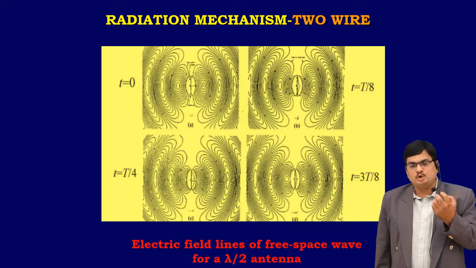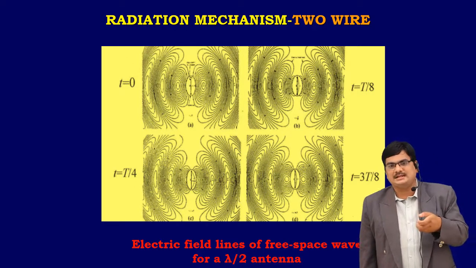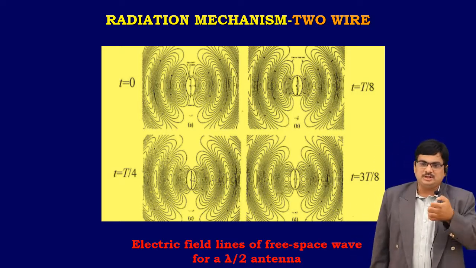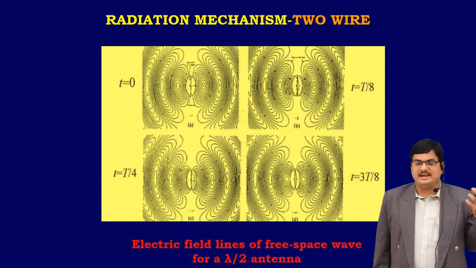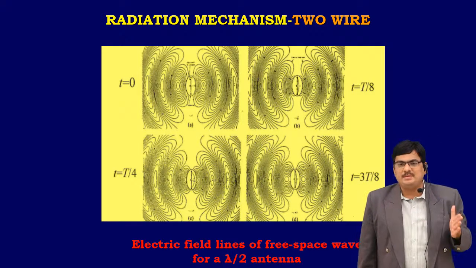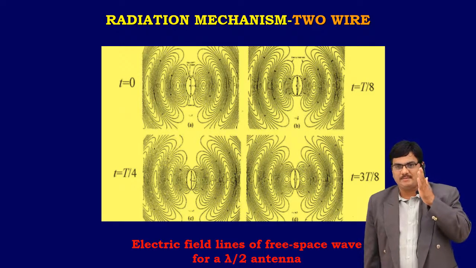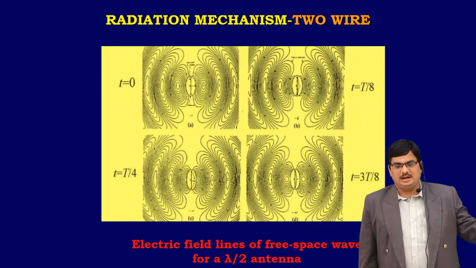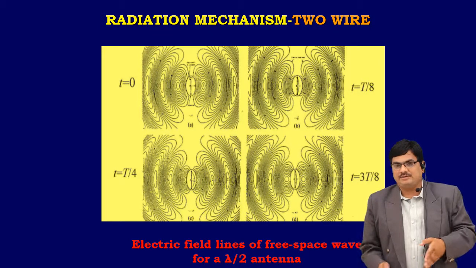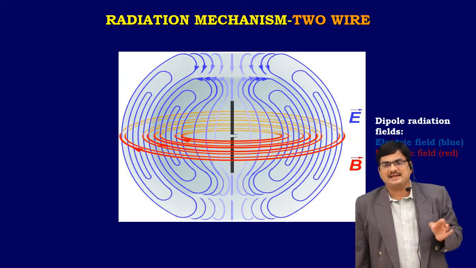So once t is equal to T by 4, again those fields are very close to the antenna, they will have a strong electromagnetic field, and the far away fields are separated from the antenna, and from t is equal to 3T by 8. So as time is increasing, the radiation from your antenna, the electric and magnetic fields, are separated from the antenna. So this is how the radiation mechanism of a two-wire line works.